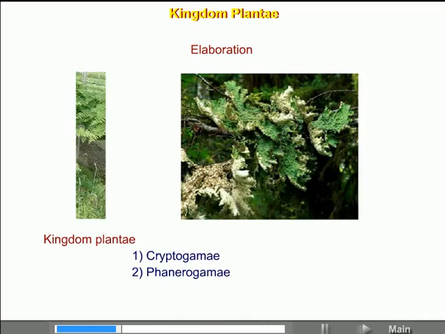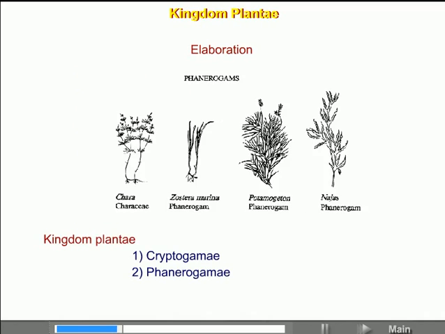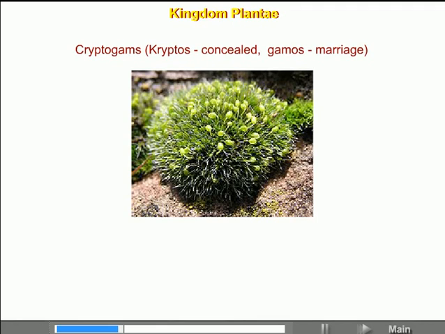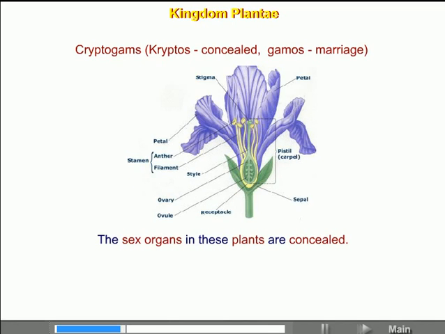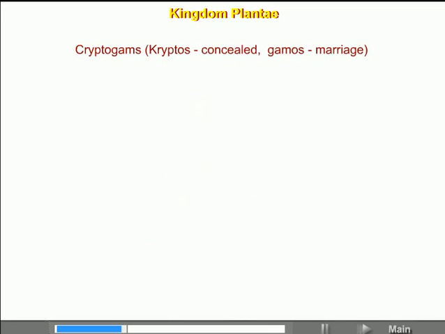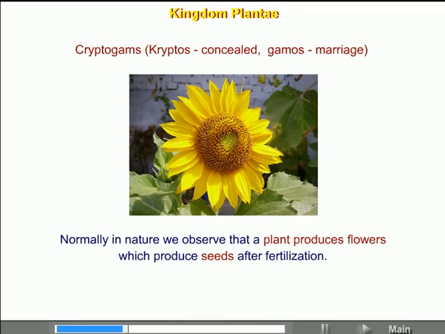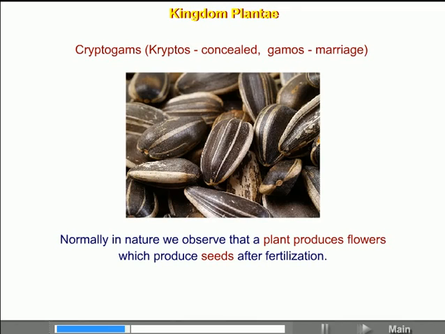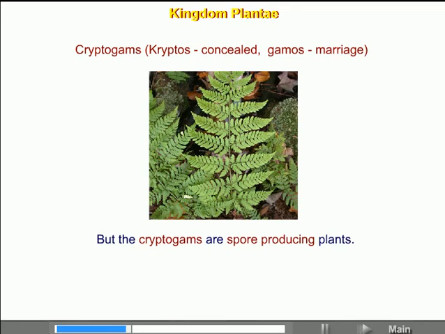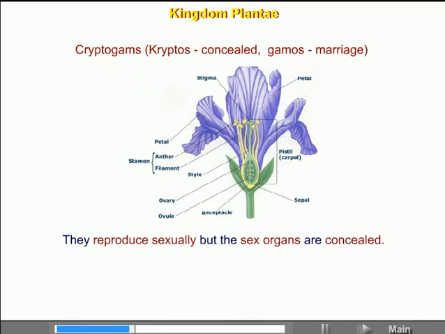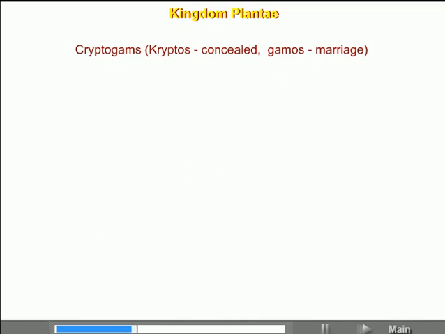Kingdom Plantae, cryptogamy, phanerogamy. Cryptogams. Cryptos, concealed, gamos, marriage. The sex organs in these plants are concealed. Normally in nature we observe that a plant produces flowers, which produce seeds after fertilization. But the cryptogams are spore-producing plants. They do not produce seeds and flowers. They reproduce sexually, but the sex organs are concealed.